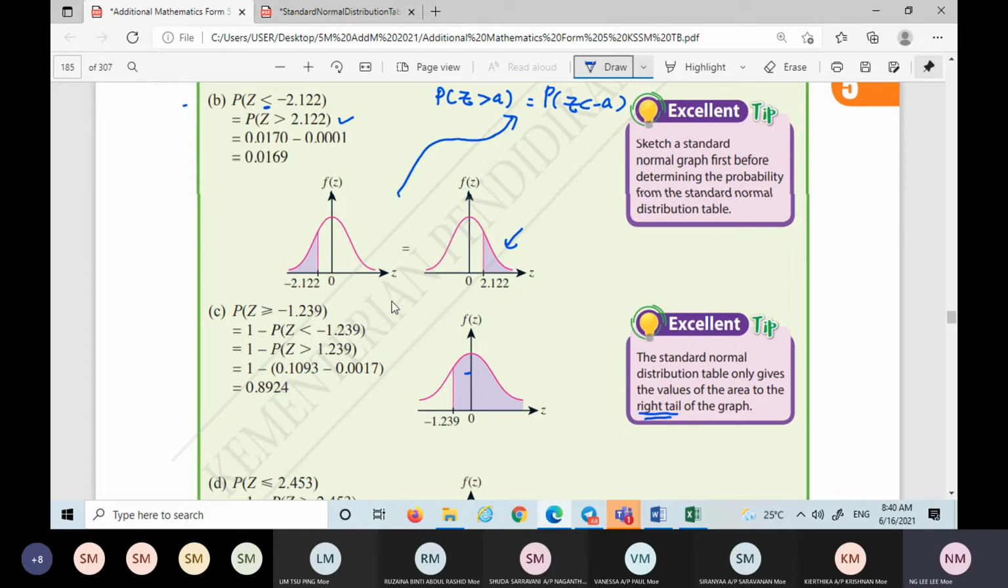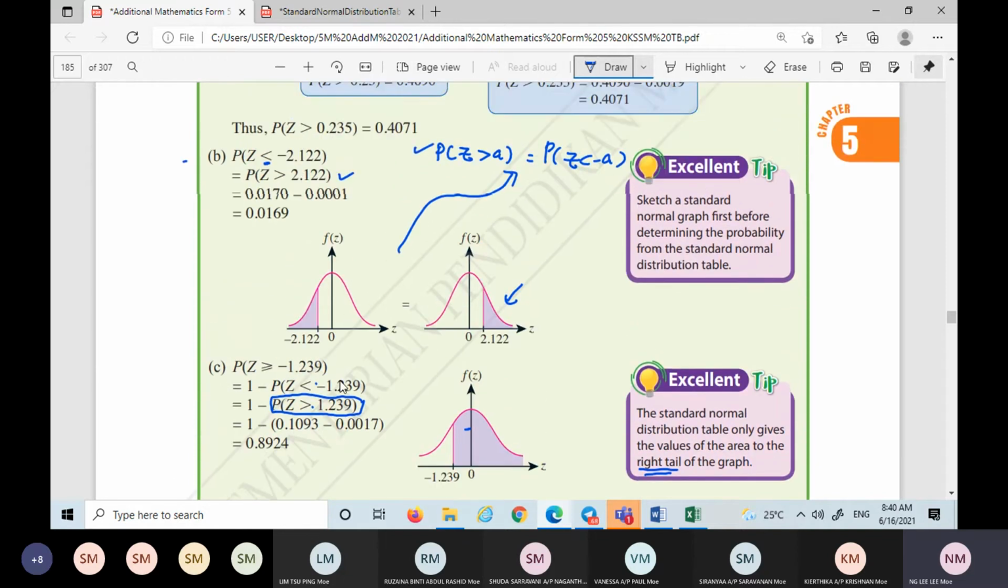Then one more time, you apply this: z smaller than negative a is equal to z greater than positive a. So change this into this. The whole thing will become 1 minus the probability of z greater than 1.239. Then this one, you can read from the table. Remember, 1 minus whatever you get from the table, that one is your answer.